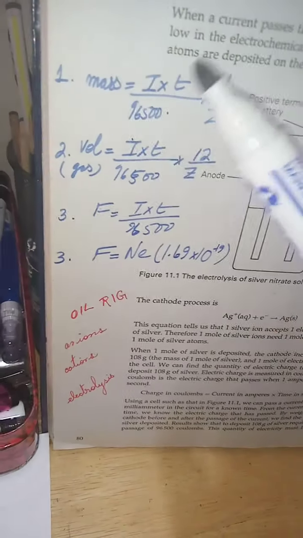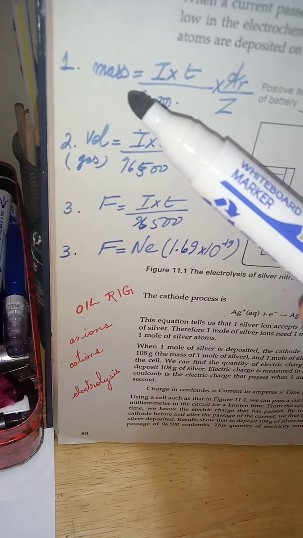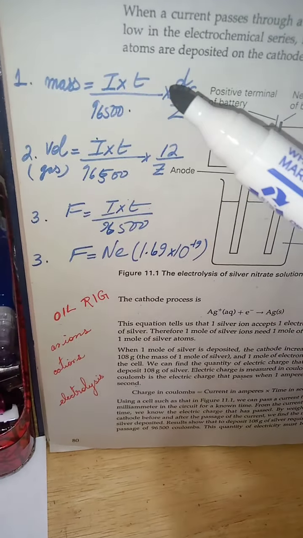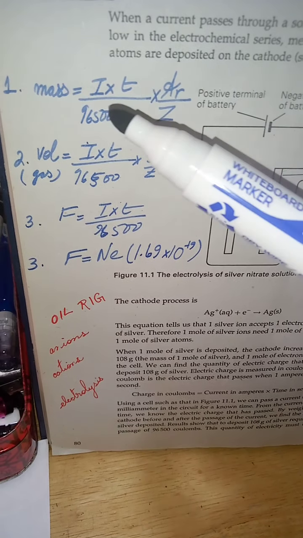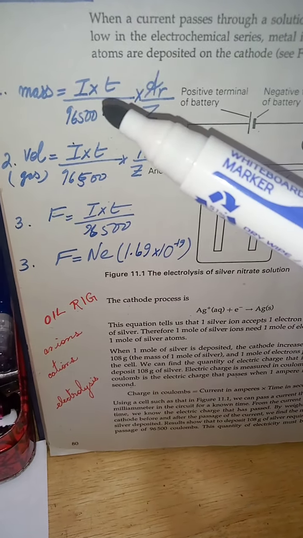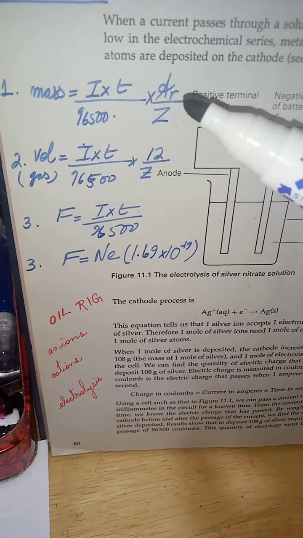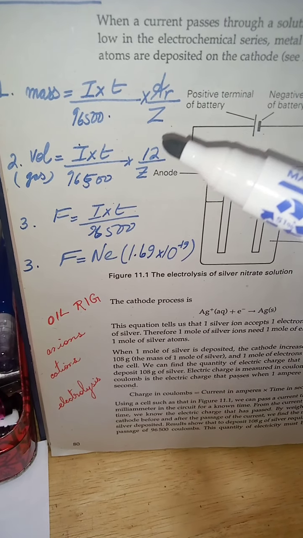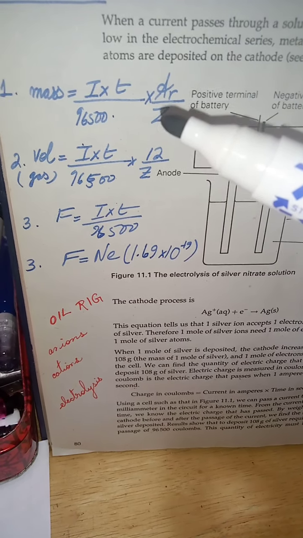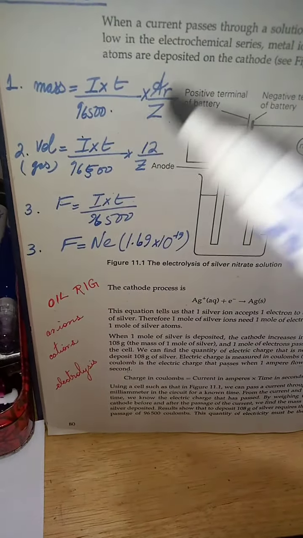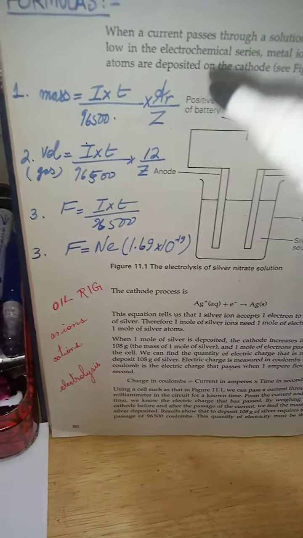So you multiply the current, that's 1 amp, times 965 seconds, you get 965 coulombs, divided by 96,500, the Faraday constant, you get 0.01. You multiply it by 207, and then you divide it by 2, which is the valency or the oxidation number of lead. You get the same answer, which is 1.035. So this formula is correct, it's verified, and it is indeed ever so useful, and it can allow you to skip a lot of steps.